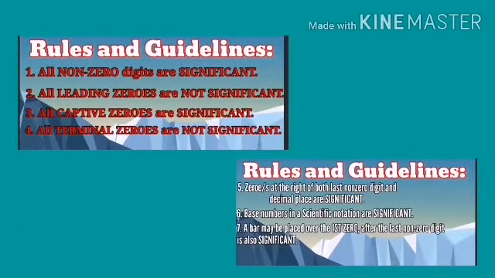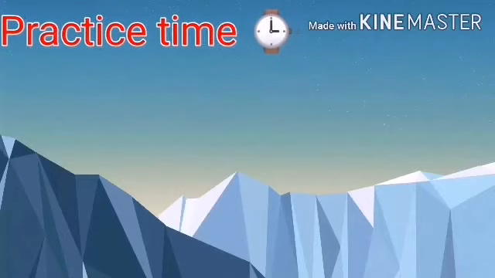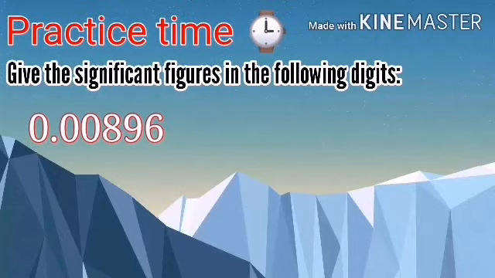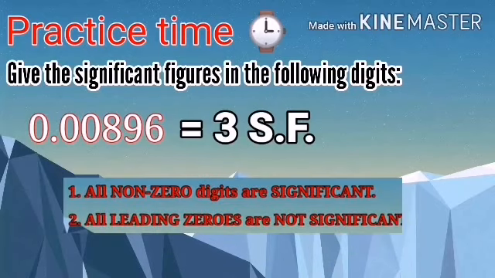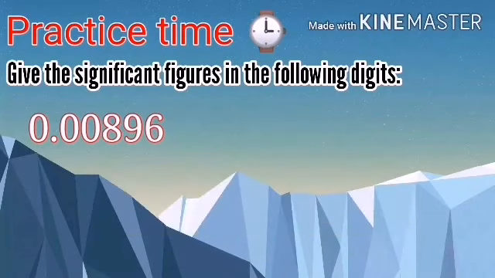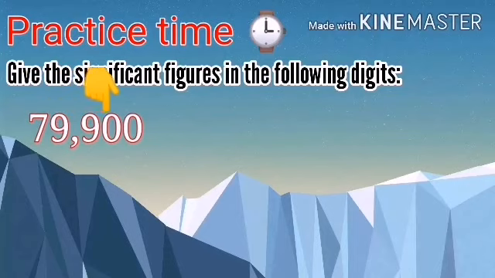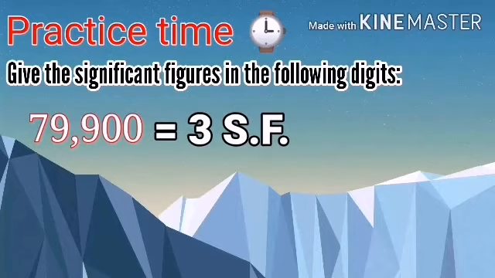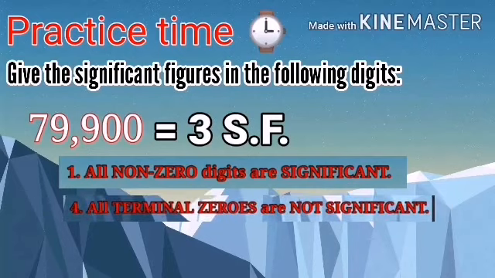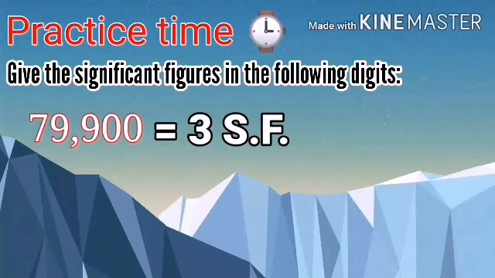Ngayong naipaliwanag ko na ang lahat, ngayon magkakaroon tayo ng practice time. Give the significant figures in the following digits. We have here 0.00896. How many significant figures are there? Can you guess? We have 3 significant figures, applying rule number 1 and rule number 2. Next example, we have 79,900. How many significant figures do we have here? We have also 3 significant figures, applying rule number 1 and rule number 4. Nakuha nyo ba? Very good.